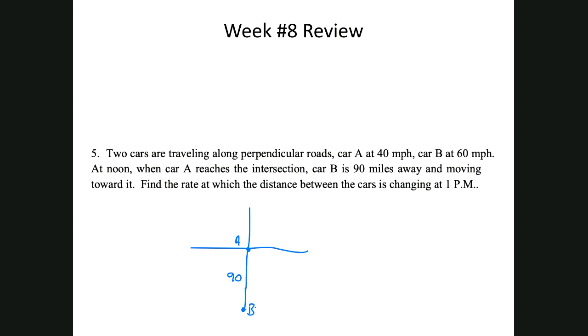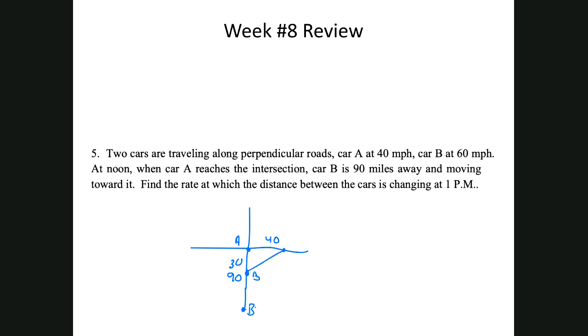Find the rate at which the distance between the cars is changing at 1 o'clock. Well, that means car A is going to travel 1 hour at 40 miles per hour, so this is going to be 40. And that means car B is going to travel 60 miles. Well, it started at 90 miles out, so this is going to end up at 30 miles.